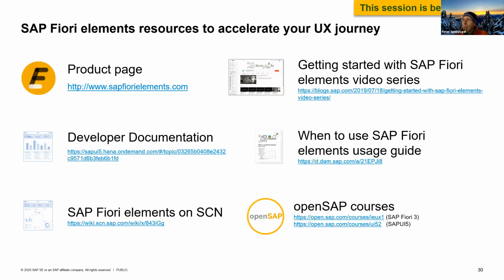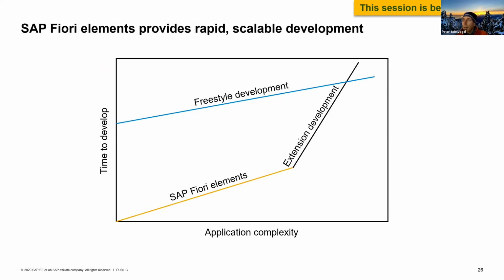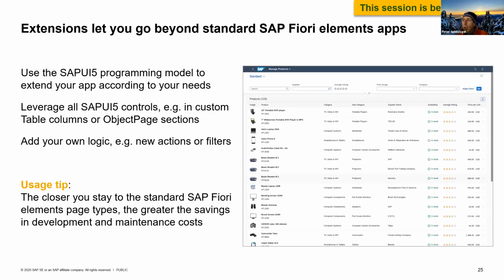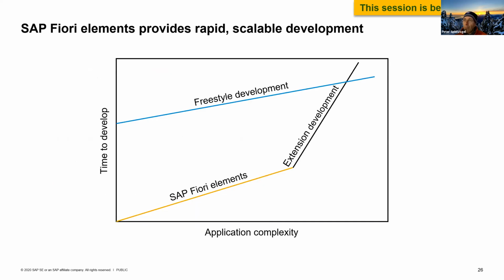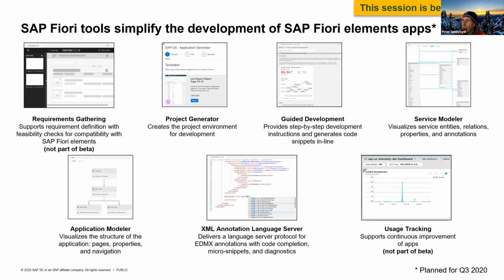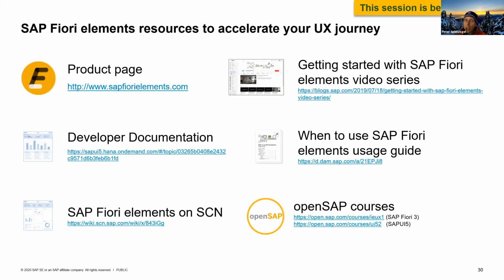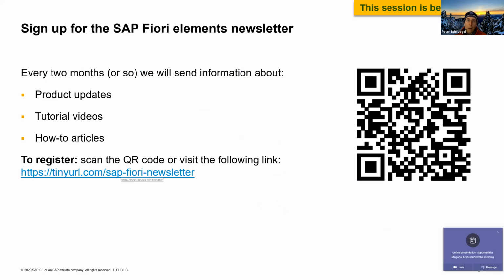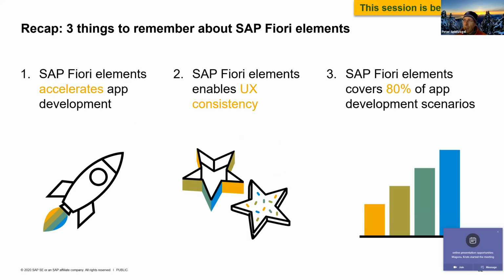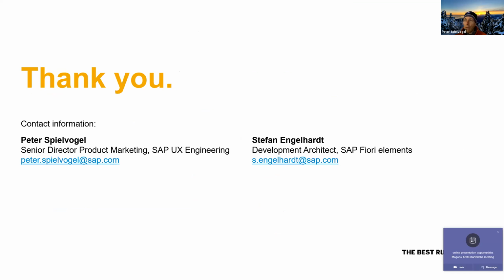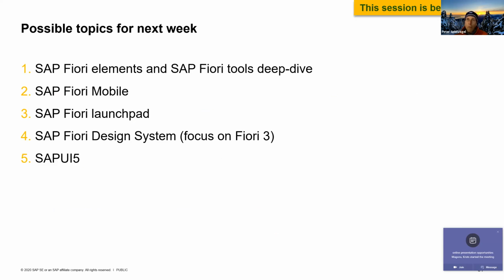I think we kind of need to wrap because we're at the top of the hour. So there are some resources available. There's a newsletter. The links for this are in the chat log. Three things to remember: accelerating, consistency, and good coverage. So over to Eugen to figure out what we're going to talk about next week.